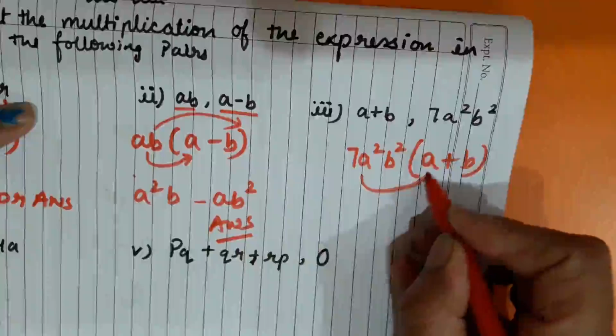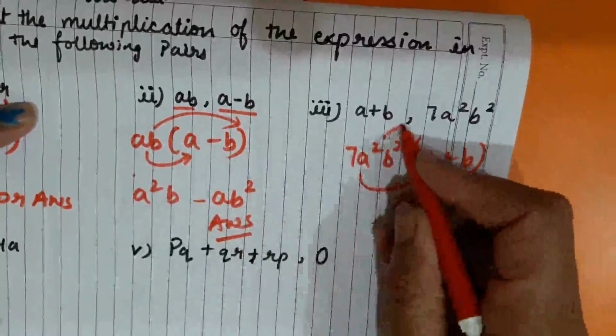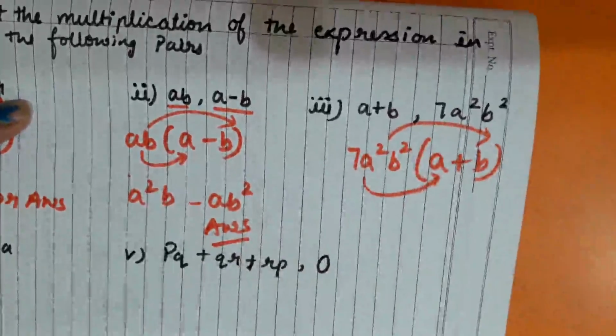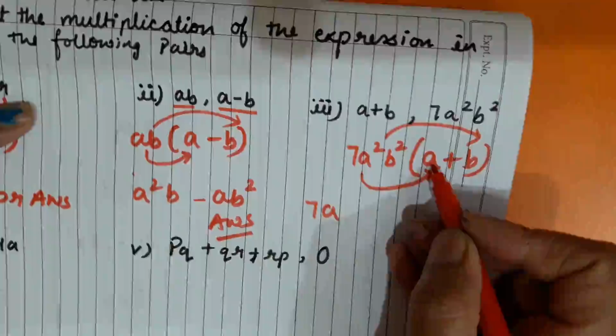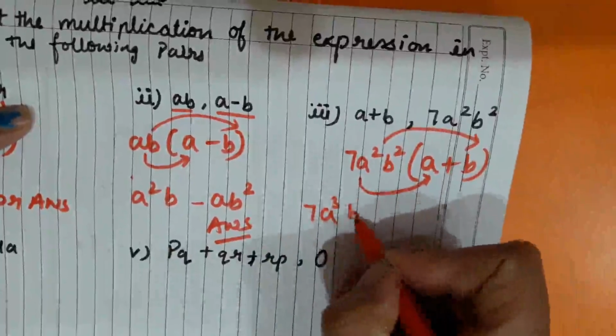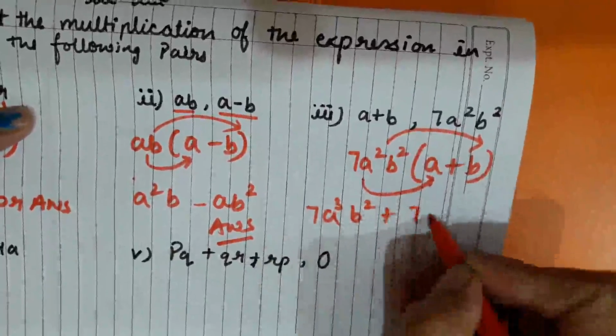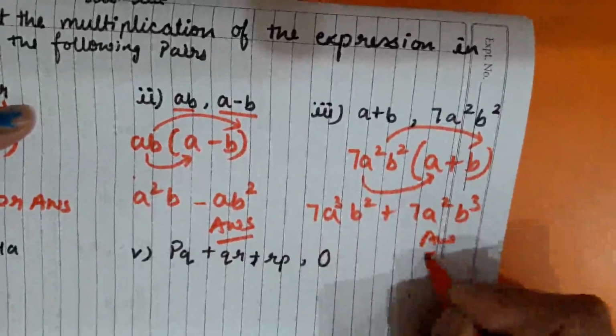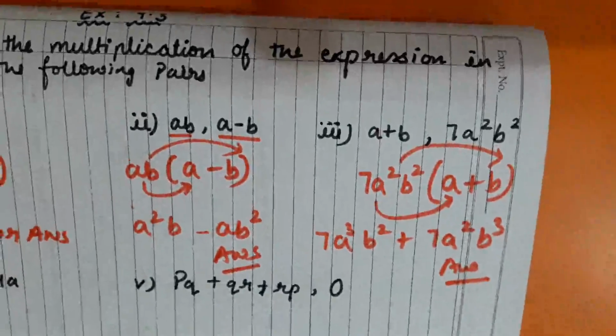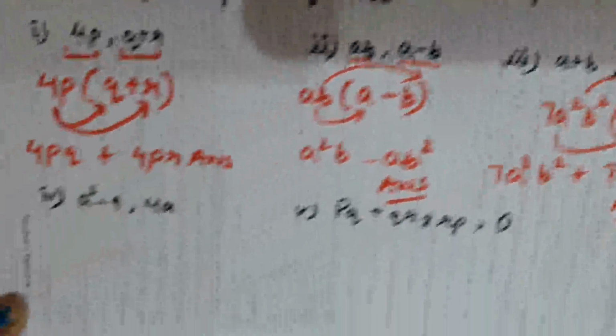So this is going to multiply with this A also, and this is going to multiply with B also. How can you do that? 7 times A square times one more A, A cube you can write simply, plus 7A square B cube. This will be your answer. Okay, now let's move to the next question.